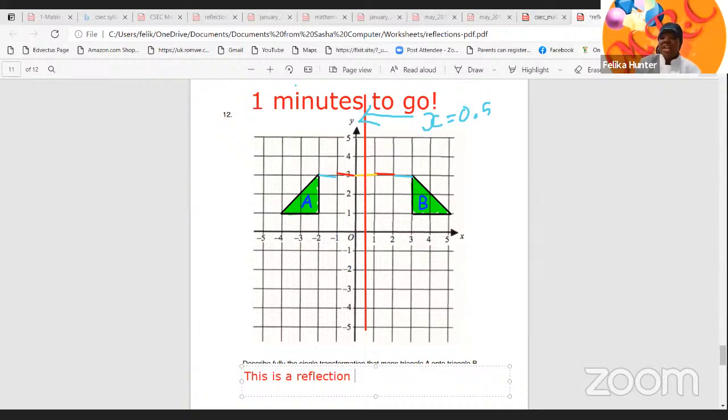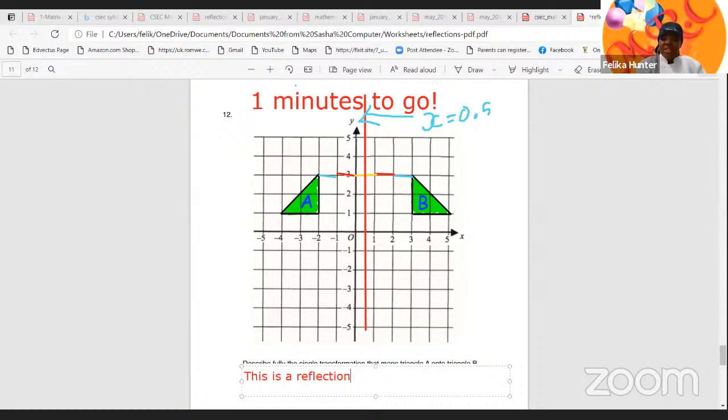So you know that this is a reflection by looking at it. If it was a translation, both of them would be facing the same way. Translation is a slide. Reflection, it flips. So there's some form of flipping happening. If you look, the triangle was facing that way, now it flips facing the left. All right, so this is a reflection.